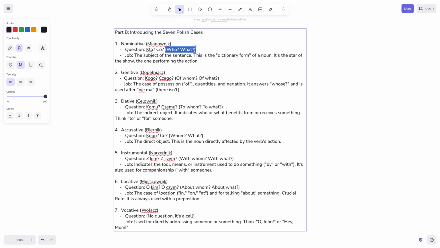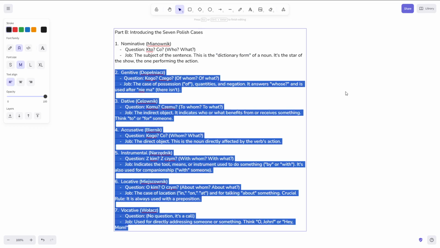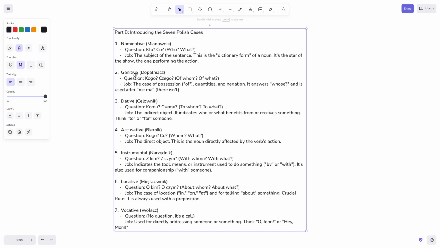Because it's the most essential form of a noun, I guess that's why there is no particular ending, and you just start. It is just a starter, okay? And then when you want to clarify additional meaning, we go into these other guys, okay? So the second case is genitive or dopełniacz in Polish. It answers the questions such as of whom or of what. Its job is to showcase possession, some quantities, or negation.